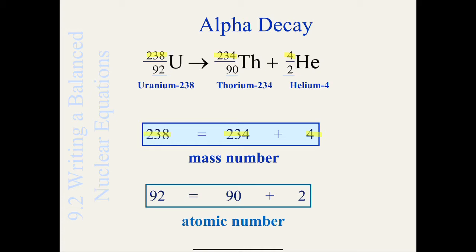The sum of the atomic numbers on the right, 90 and 2, also shown down here, is equal to the atomic number on the left. And so you can see the total masses on each side of the reaction arrow are equal. 238 is equal to 234 plus 4. And the sum of the atomic numbers on each side of the reaction arrow is also identical. 92 is equal to 90 plus 2.